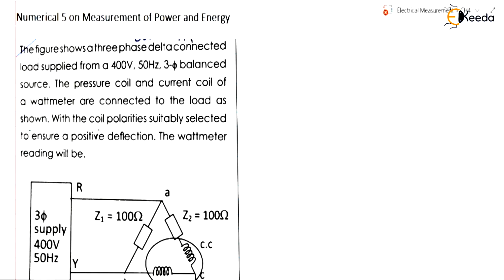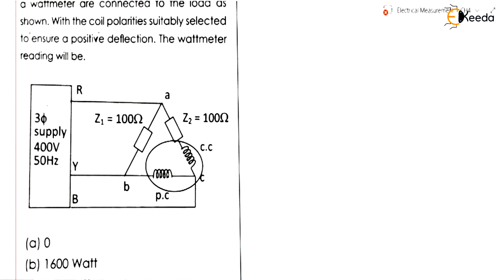So let us read the numerical. The figure shows a three-phase delta connected load supplied from a 400 volt 50 hertz three-phase balanced source. The pressure coil and the current coil of a wattmeter are connected to the load as shown, with the coil polarities suitably selected to ensure a positive deflection. The wattmeter reading will be?